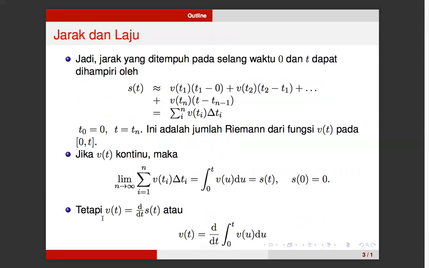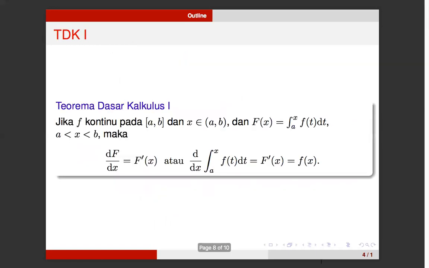But in here, we know that velocity is the derivative of distance traveled, right? Perubahan jarak, or derivative of distance with respect to the t variable. Therefore, we can also write V(t) as the derivative of s. Previously, we already know s is the integral from 0 until t of V(u) du. Yeah, because from this expression, we have the first theorem, or first fundamental theorem of calculus.